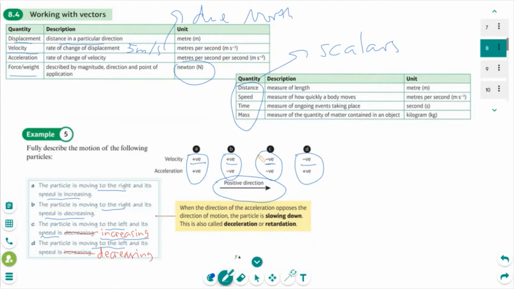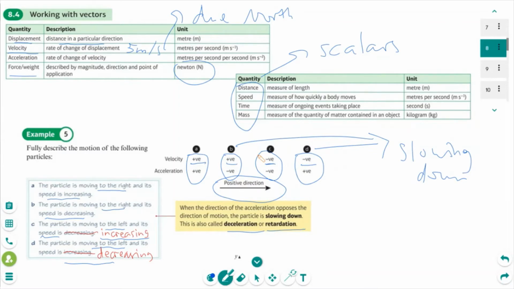So in situation D, the sign of the acceleration is opposite to the velocity. So that's called deceleration or retardation. So in situation B and D, the object is slowing down. If the object is slowing down, we say the object is decelerating or retarding. Okay, if you do physics, you will be familiar with that idea, I hope.